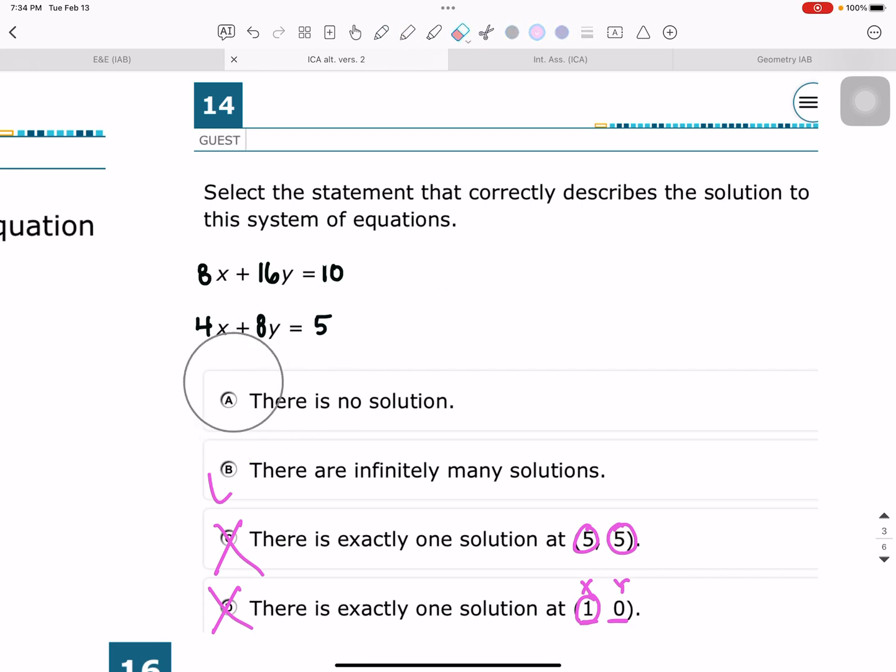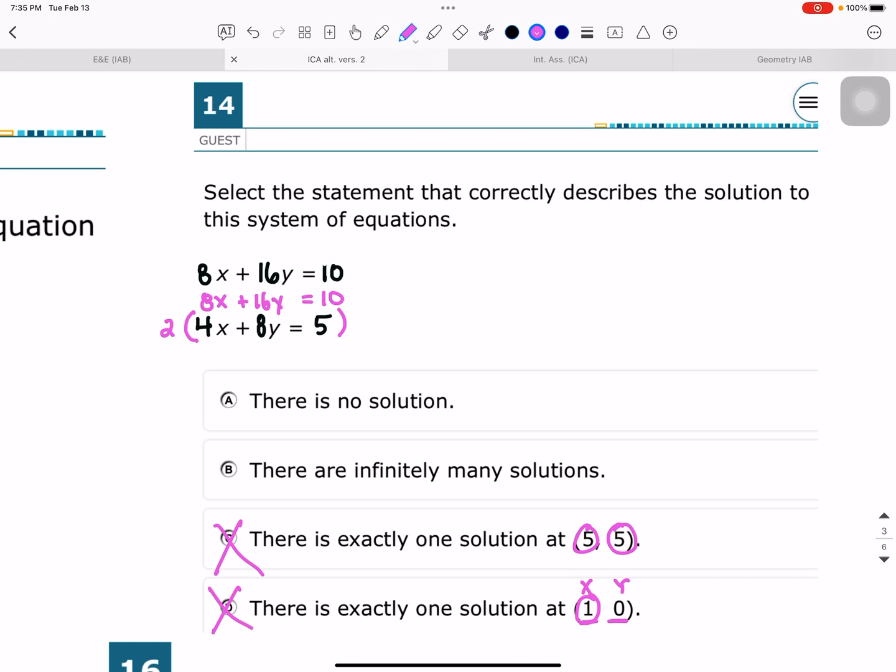But if you want to know how to do the actual math, we need one of these columns to cancel out. So I'm going to make this whole thing twice as big. Instead of 4x's, we have 8x's. Instead of 8y's, we have 16y's. Instead of 5, we have 10. But they're the same equation. Wait a second. So really, they're the same equation. So of course they're always going to be infinity solutions.